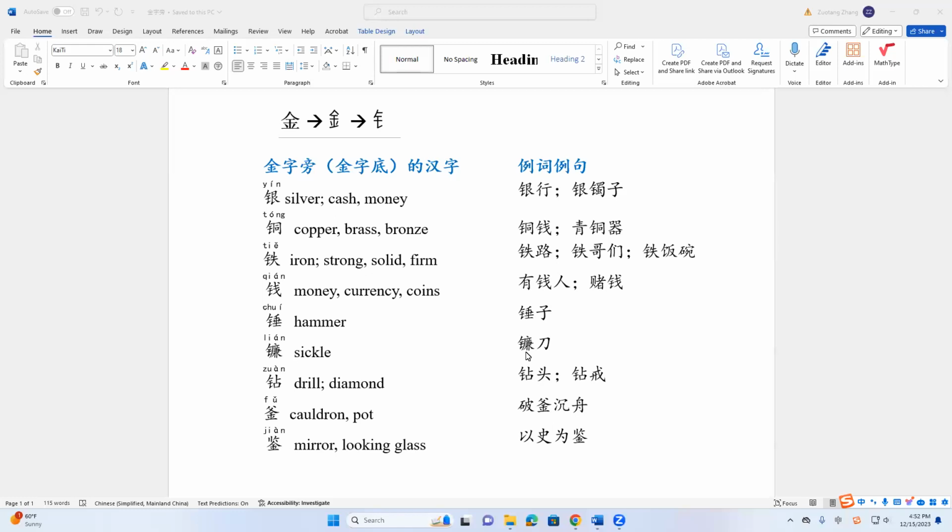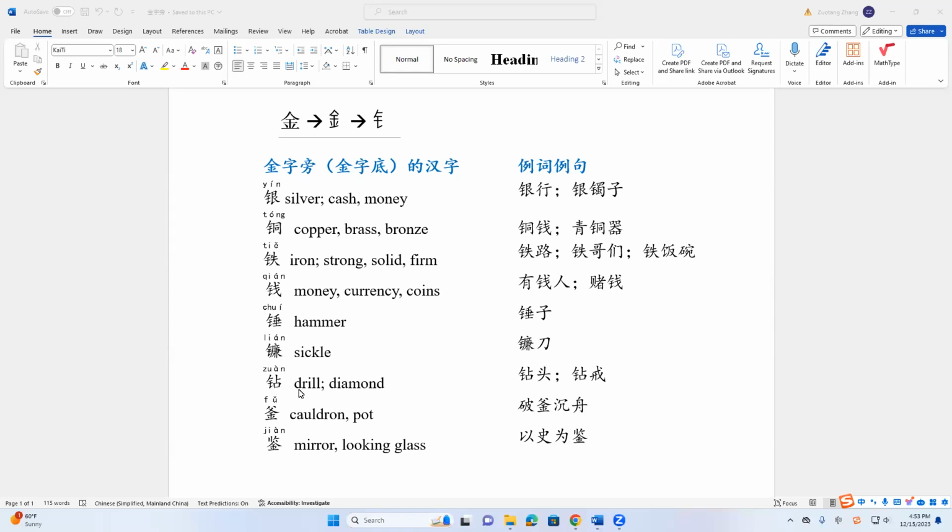Next one is 镰刀. For example, 你们家的镰刀是哪里买的? So, where did you buy the sickle? Or in North China, people may say, 你们家的镰刀是哪儿买的? 哪儿. In South China, more people say 哪里买的. Next one.